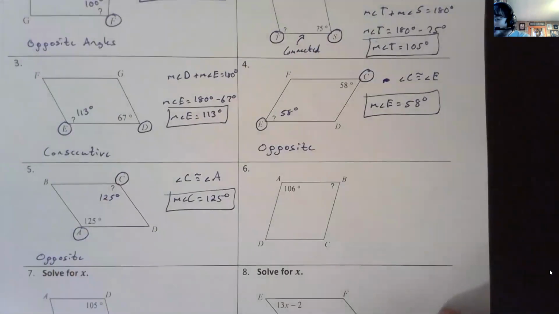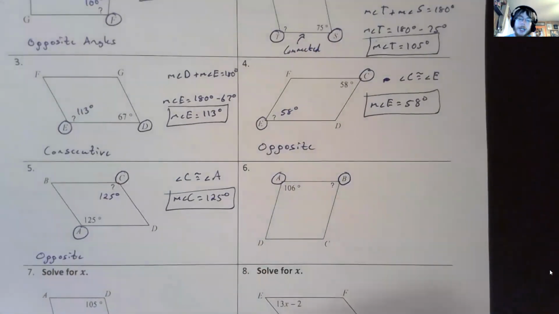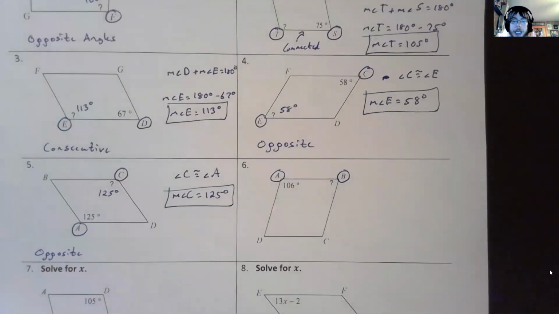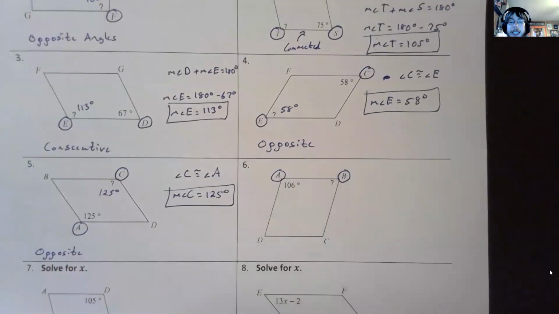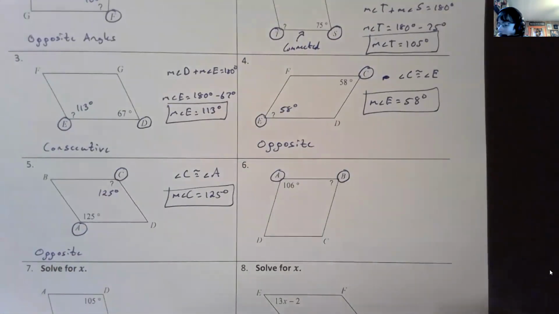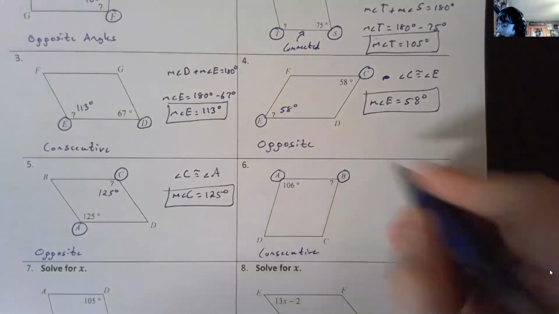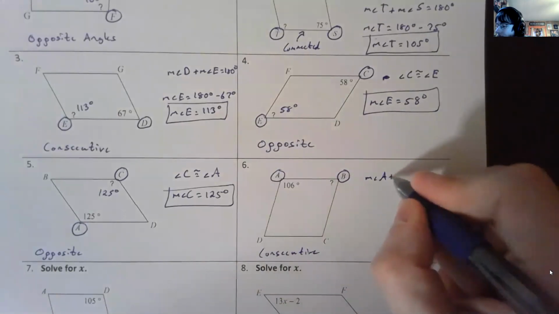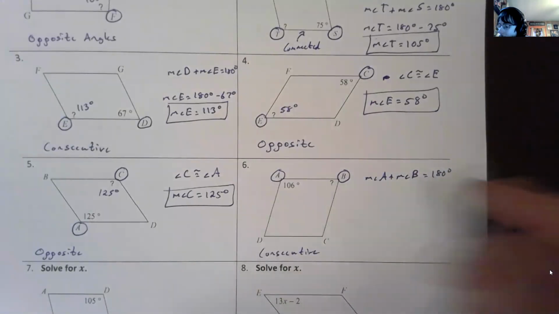And number 6, we're given angle A and we want to find angle B. We have to determine if they're opposite or consecutive. So we can see that A and B are connected by a side of the quadrilateral. So that means that these are consecutive. So the measure of angle A plus the measure of angle B has to equal 180 degrees.